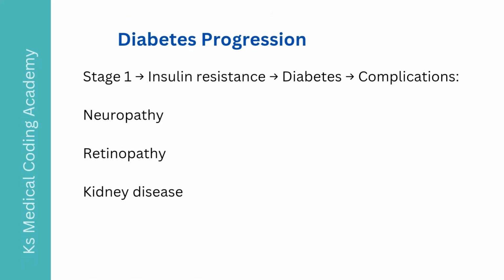Diabetes progression. Diabetes begins with insulin resistance and progresses to complications such as neuropathy, retinopathy, and kidney disease. Combined codes help identify the relationship between diabetes and its complications.